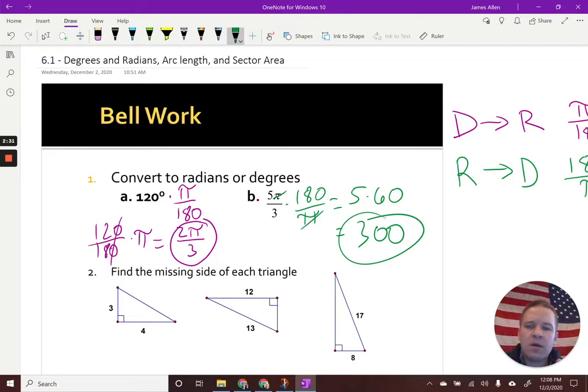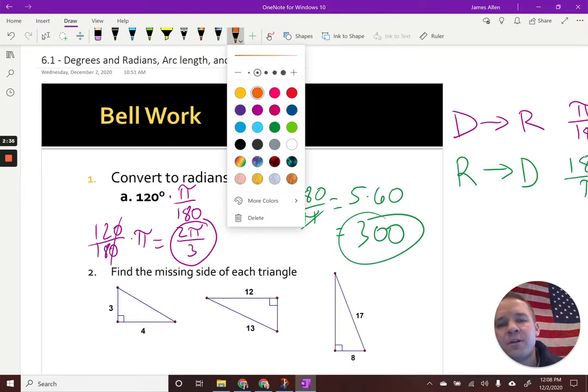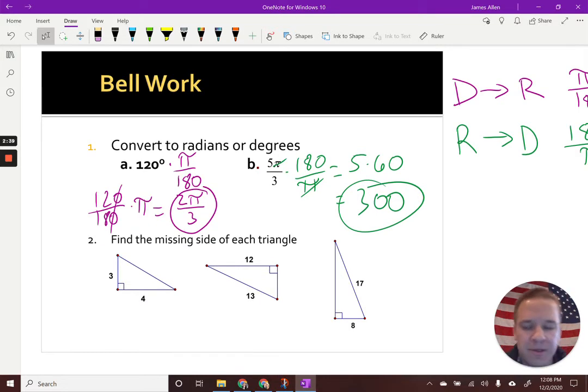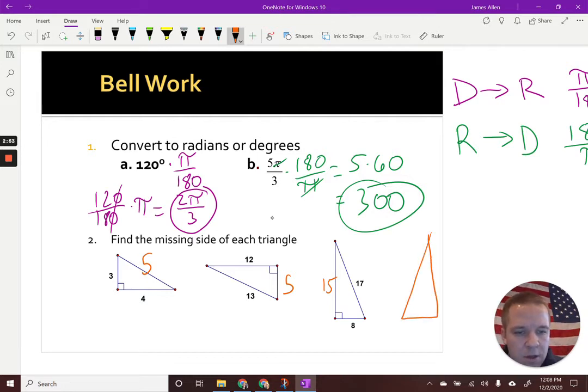Next part. Find the missing side of each triangle. Now, if you had me for honors geometry, I'll be very disappointed if you don't remember this. These are the wonderful Pythagorean triples that we got going on. We have a 3, 4, 5 triangle, a 5, 12, 13 triangle, and an 8, 15, 17 triangle. One last one that's not on here. I'm going to just throw it in here off to the side. We've got ourselves a 7, 24, 25.